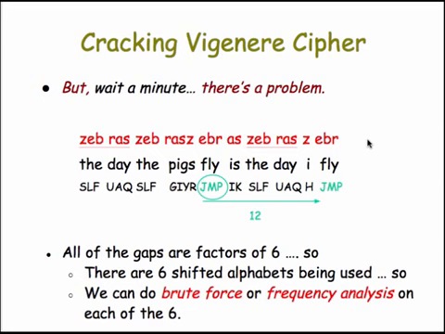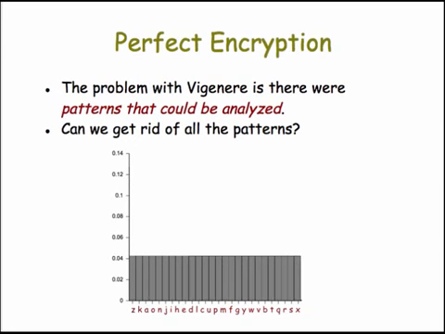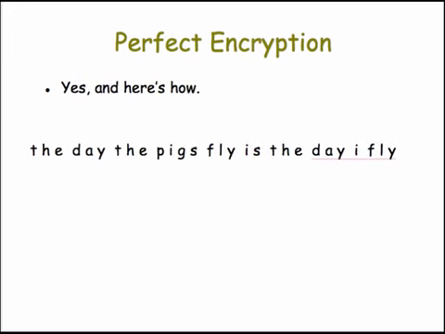So this was a way to break the Vigenere cipher, which wasn't done until Charles Babbage first did it in the 19th century, and then Friedrich Kasiski did it also 10 years later. So Eve wins again. The Vigenere cipher is breakable. And the problem with Vigenere is there were patterns that could still be analyzed. We couldn't completely suppress the frequencies and the repetitions. Can we get rid of all the patterns? The answer is yes, and here's how.